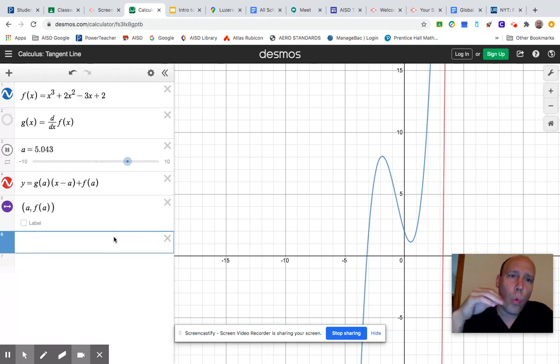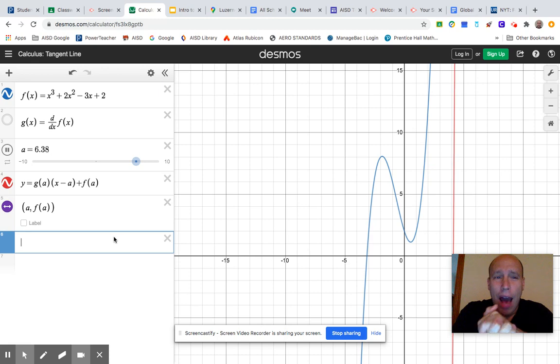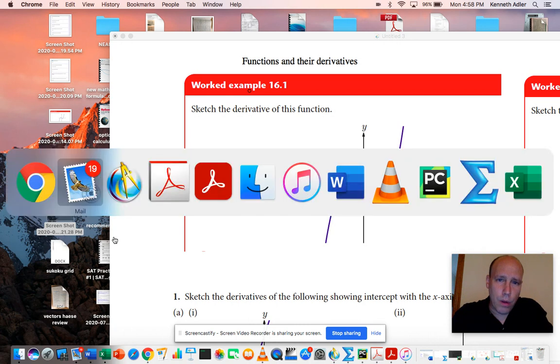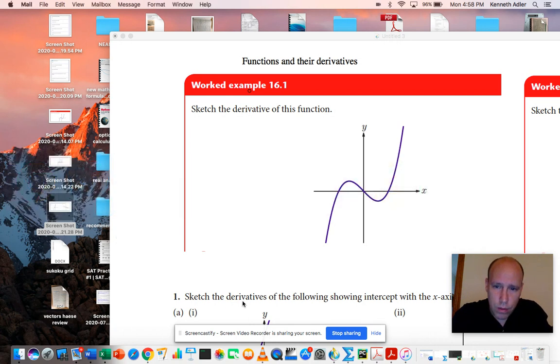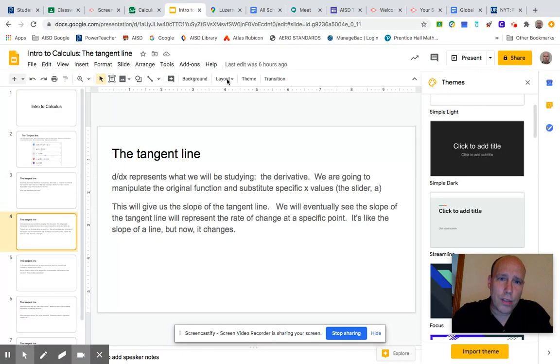So the next thing I asked was, how is this line represented? Let me go back. Sorry. So where was the PowerPoint? Yes, d dx represents what we will be studying, the derivative. We are going to manipulate the original function and substitute specific x values, the slider a. This will give us the slope of the tangent line. We will eventually see the slope of the tangent line will represent the rate of change at a specific point. It's like the slope of the line, but now it changes.